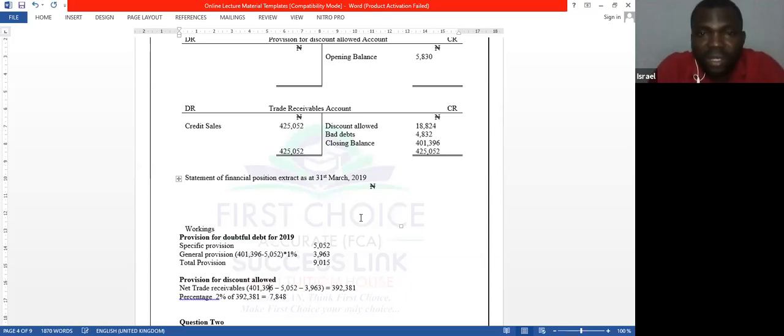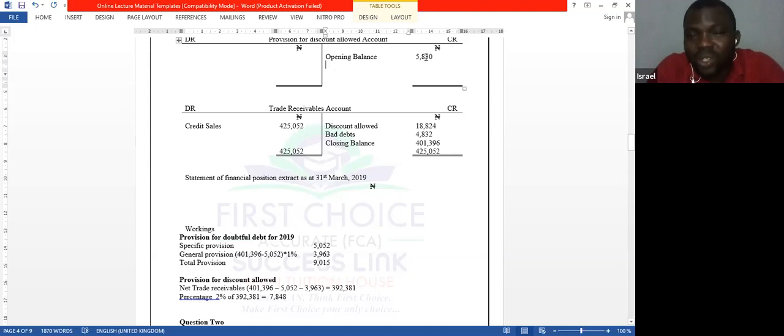So we go to our provision for discount allowed figure. Now looking at it here, our opening figure is 5,830. But what we have calculated as the percentage at the end of the period is 7,848. It means there has been an increase in our provision for discount allowed when compared between last year and this year. So that increase is what we are going to account for. We go 7,848 minus 5,830. The difference is 2,018.